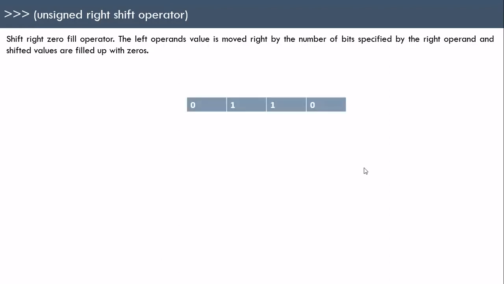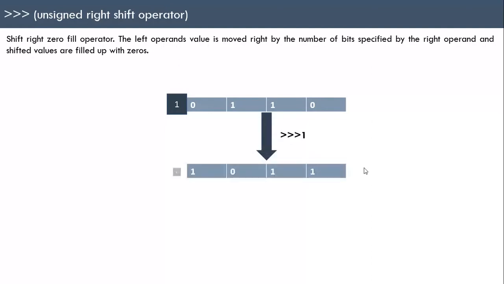So here in this example, there are 4 bits, and 1 represents that it is a negative number. After performing the unsigned right shift operator, you will see that on the MSB bit, that is your sign bit, the bit 1 is unset, and it means you are getting 0 over there. Whatever operation you perform in the right shift operator, the same operation will be followed over here.